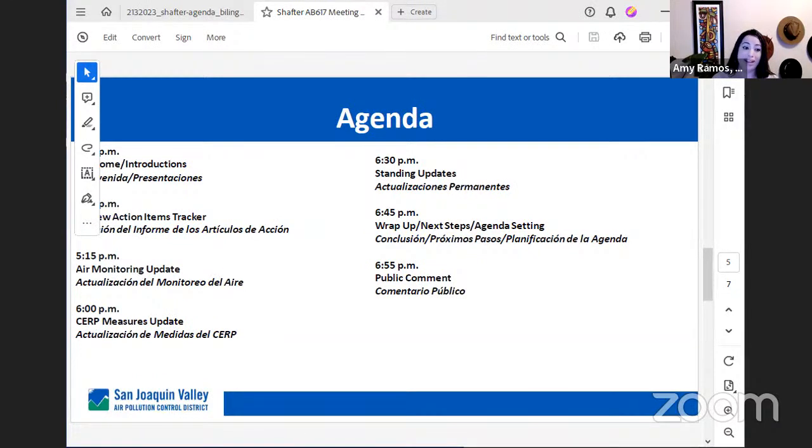Followed by that, we'll have a community air monitoring update where you'll hear from Robert, who will provide you with an update of what the results are. In addition to that, we'll have a CERT measure update at 6 o'clock. So there'll be a lot of updates, but don't worry, there'll be time for you to ask questions, provide your input, and provide some constructive criticism to help the implementation of AB617 move forward.